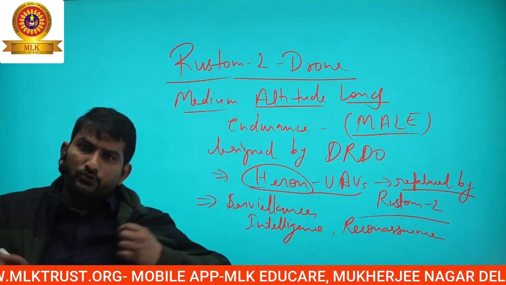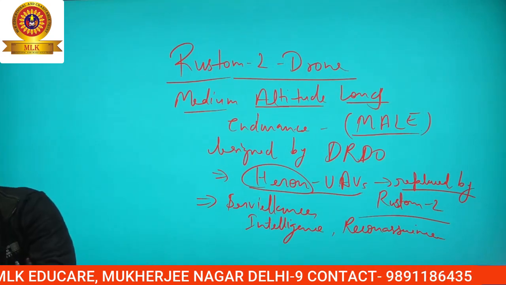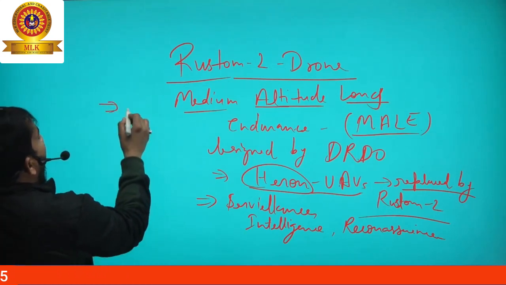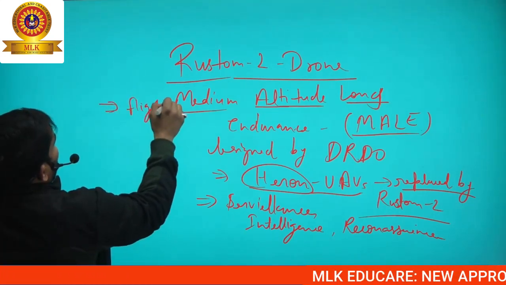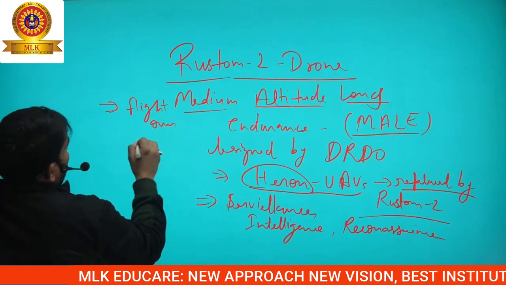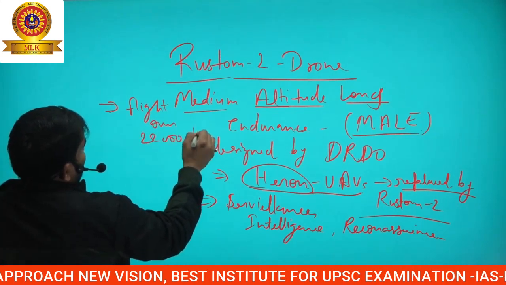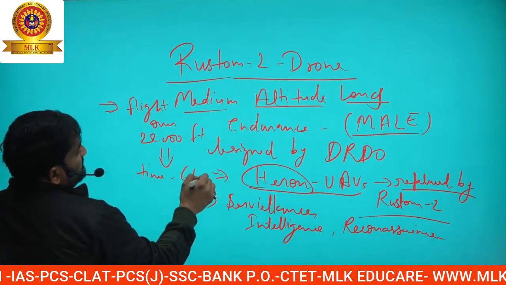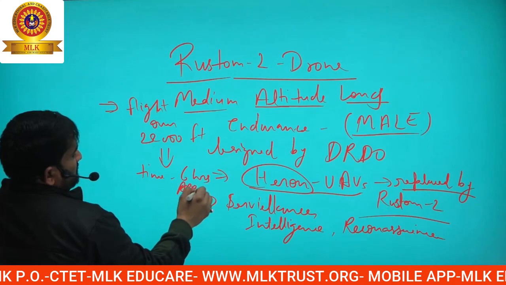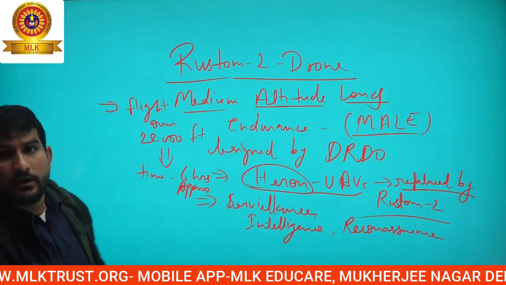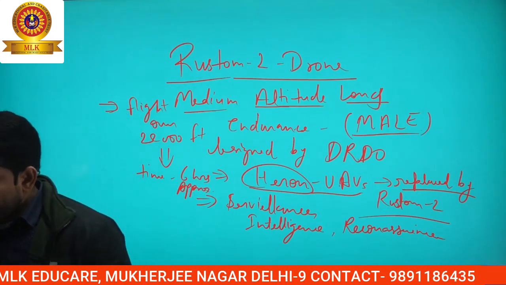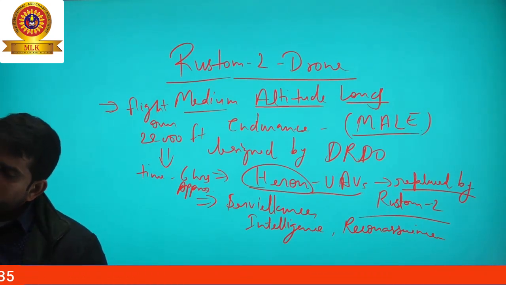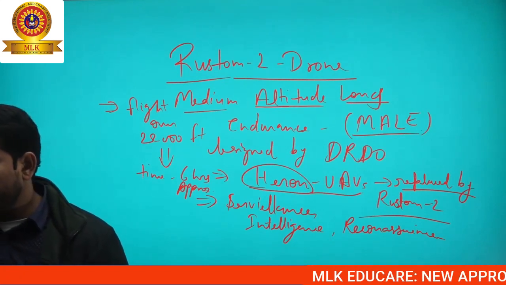So these are the uses of the Rustam 2 drone, and it can fly over 22,000 feet, and the endurance time is approximately 6 hours. So the Rustam 2 drone is also an unmanned aircraft vehicle which is developed by the DRDO.